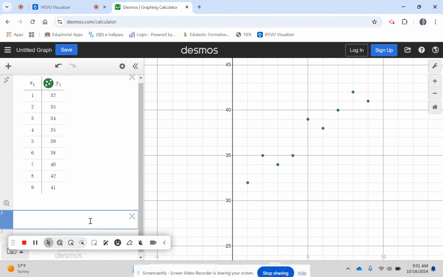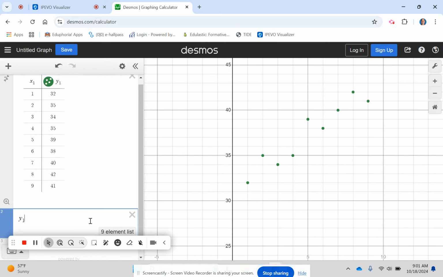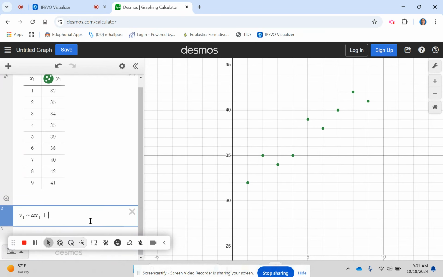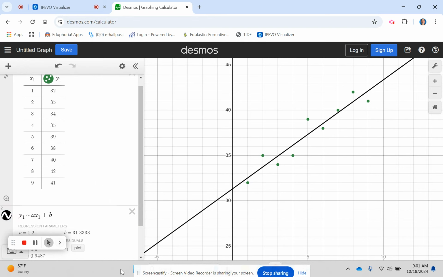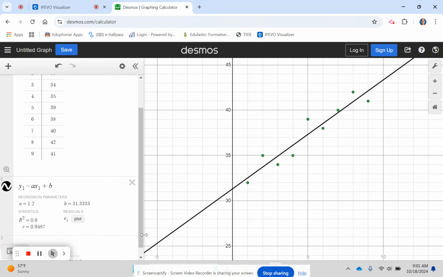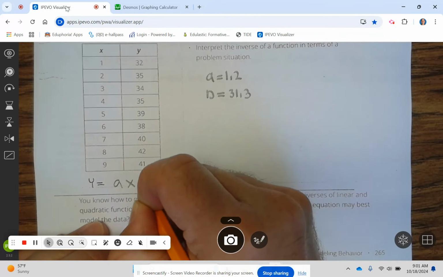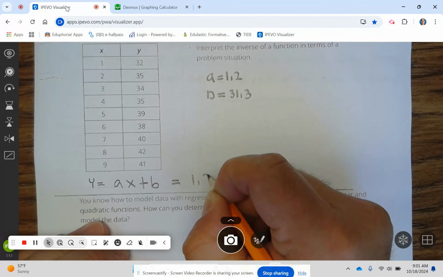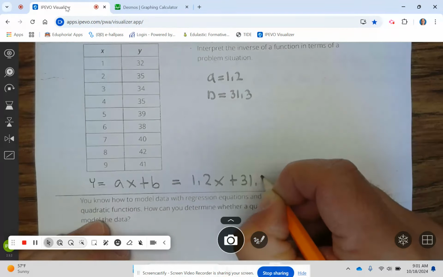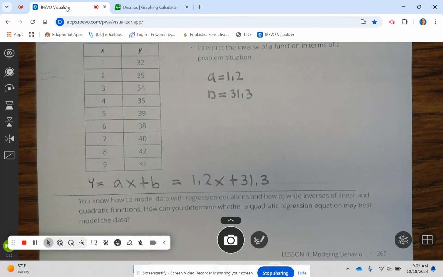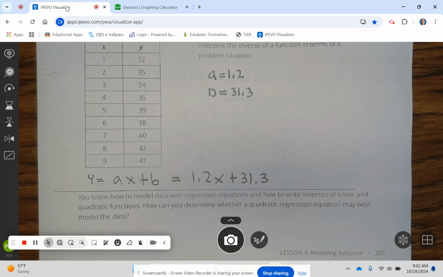Right. And then we're going to do y1 tilde a x1 plus b. All right, so our a value is 1.2 and our b value is 31.3. Okay, so our equation is y equals ax plus b, which in this case equals 1.2x plus 31.3. All right, go ahead and finish it up. All right, let's take a look at the next page.